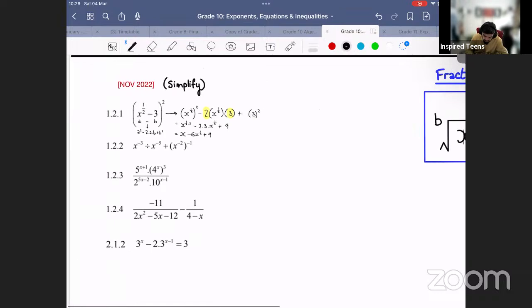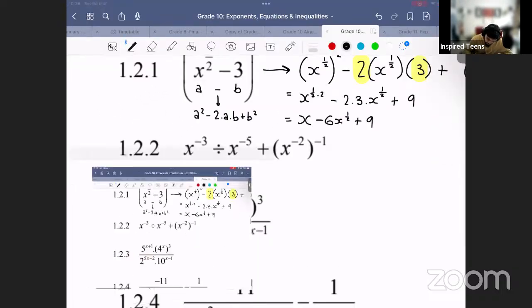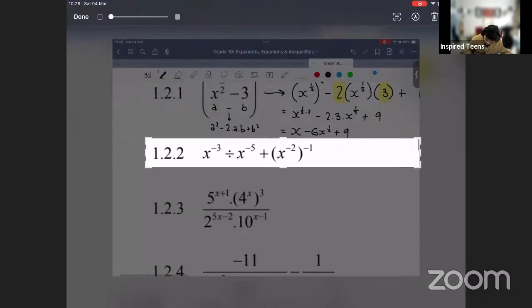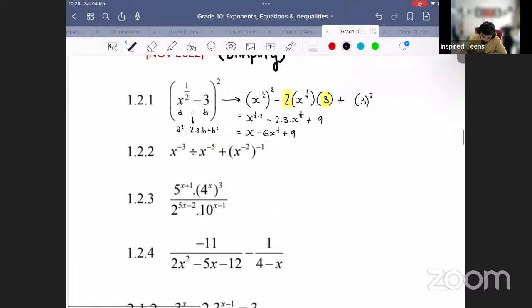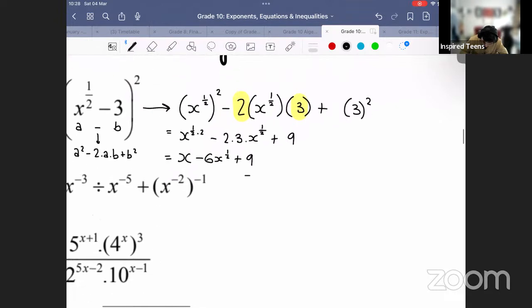Okay, so yes, that's its most simplified version. So if you want to write it in order of powers, you'd say negative 6x to the half plus x minus 9.